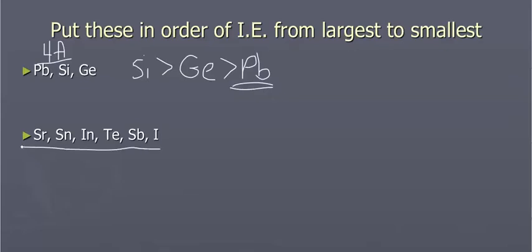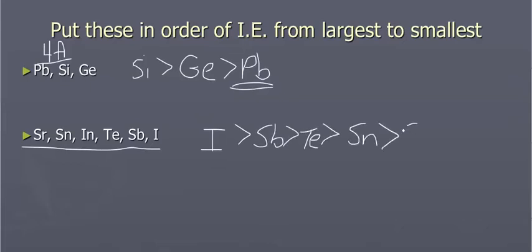In this example here, all of these elements are in the same row. Let me put these in order for you from largest to smallest. And then I will show you where the exceptions occur. The exceptions occur between groups 2A and 3A and between groups 5A and 6A. So that's where the exceptions are. I've underlined them. And you can go back and look at the periodic table and see where those exceptions occur.